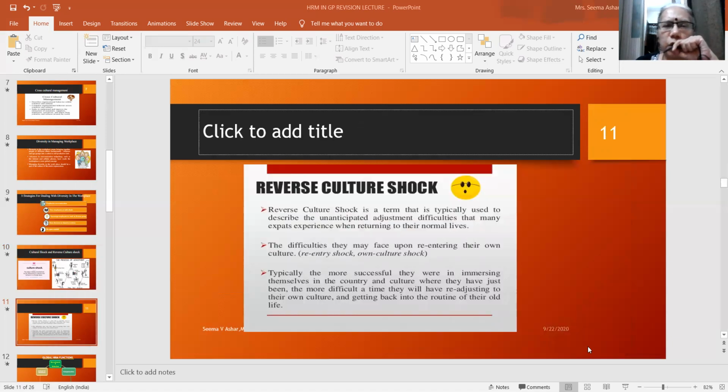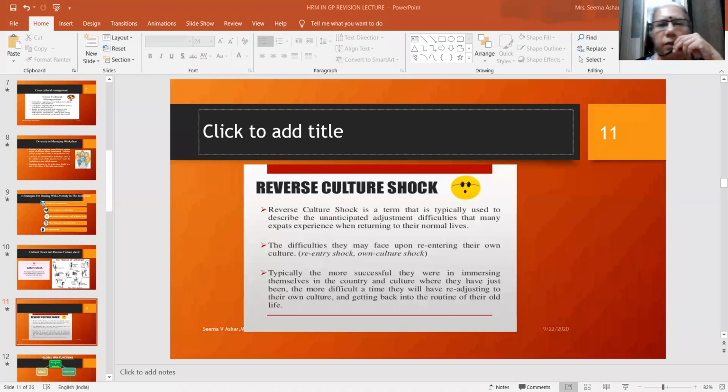What is reverse culture shock? Reverse culture shock is a term which is used to describe the adjustment difficulties that the expatriate faces when he comes back to the country of his origin. These difficulties can also be termed as re-entry shock or own culture shock.